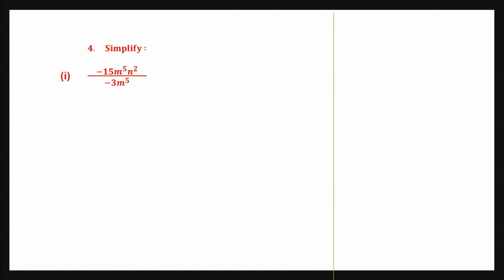Next question, simplify. So here let's write down minus 15 into m to the power of 5 into n to the power of 2 divided by minus 3 into m to the power of 5. So let's cancel the numbers and the signs. Minus into minus makes it plus. Now 3 5s are 15 and this is 1 here. So now what do we have?